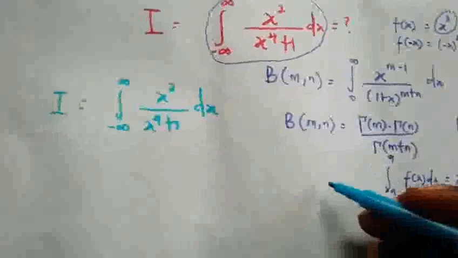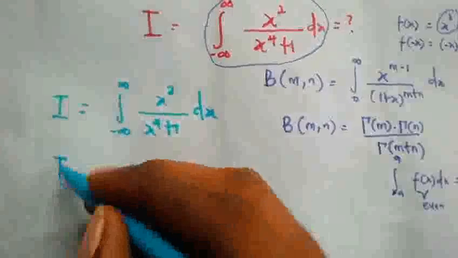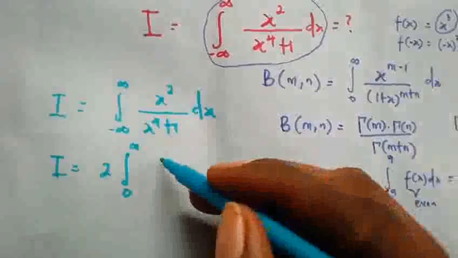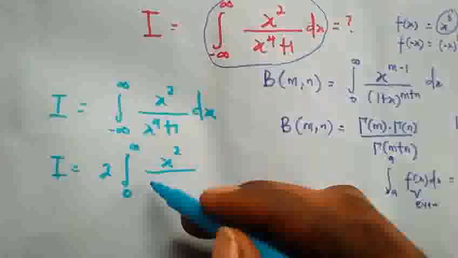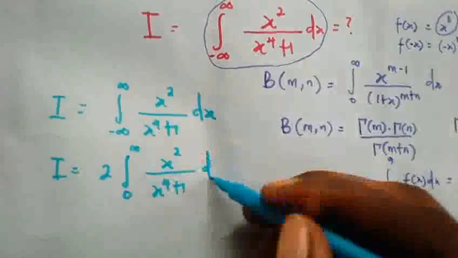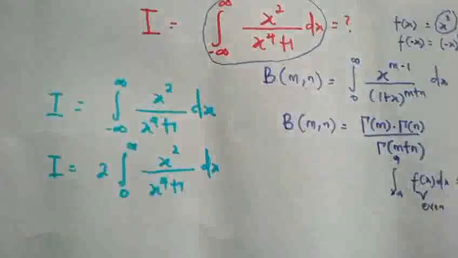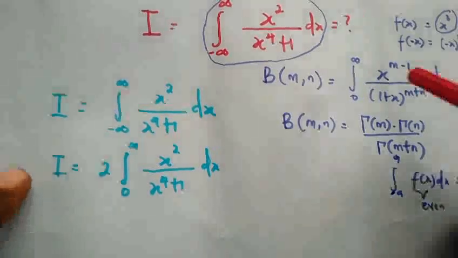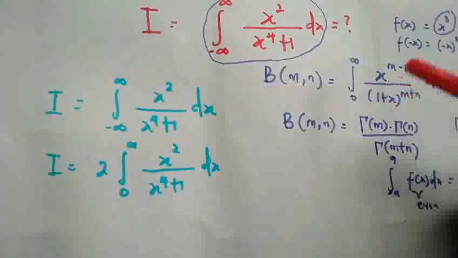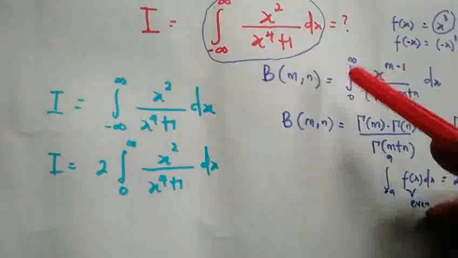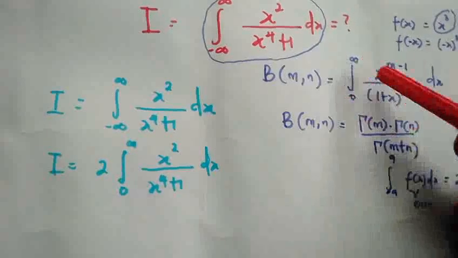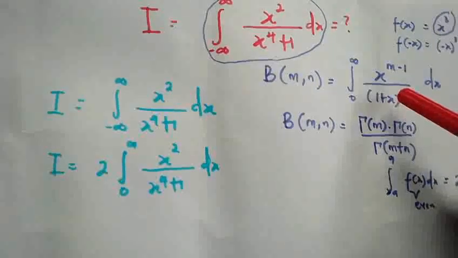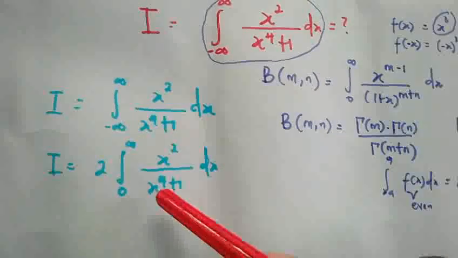Since this function is even, the integral is the same as twice the integral when x is going from 0 to infinity of x raised to power 2 all over x raised to power 4 plus 1 dx. Our major priority here is to make this function look exactly like the integral representation of the beta function. Right here we can see that we have the same boundaries, x going from 0 to infinity, but in the denominator we have x with an odd power of 1 in the beta function, but this one has an even power of 4.